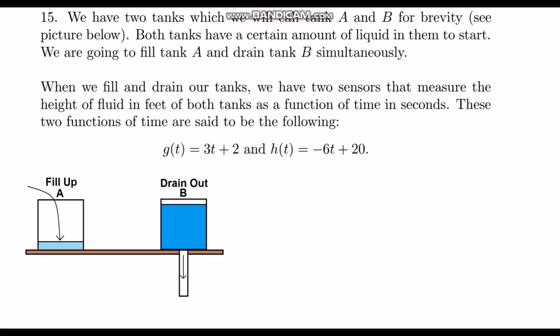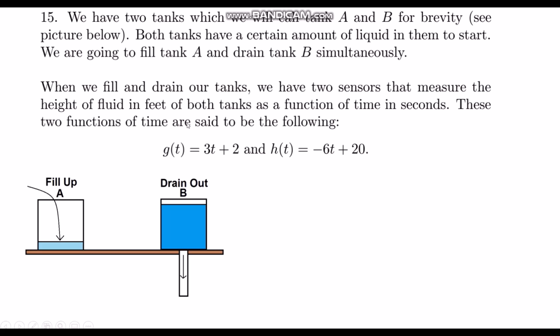So for this question, we have two tanks. Let's call them tank A and B for brevity. So for short, see the picture below. We have tank A, tank B. Both tanks have a certain amount of liquid in them to start. We're going to fill tank A and drain it simultaneously. Well, we are kind of denoting that in our picture here.